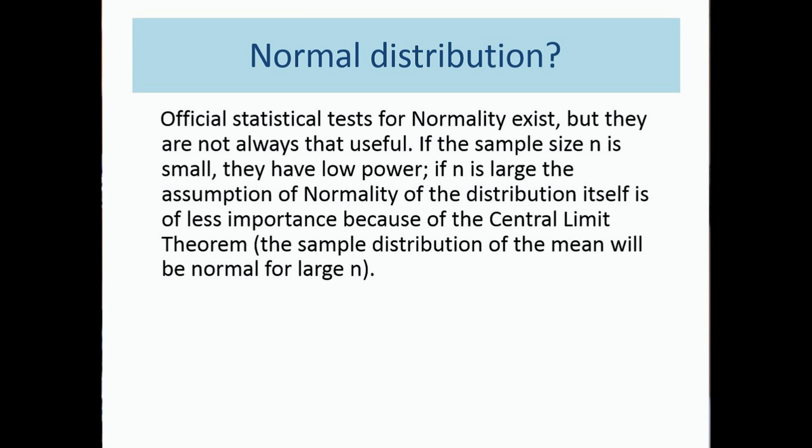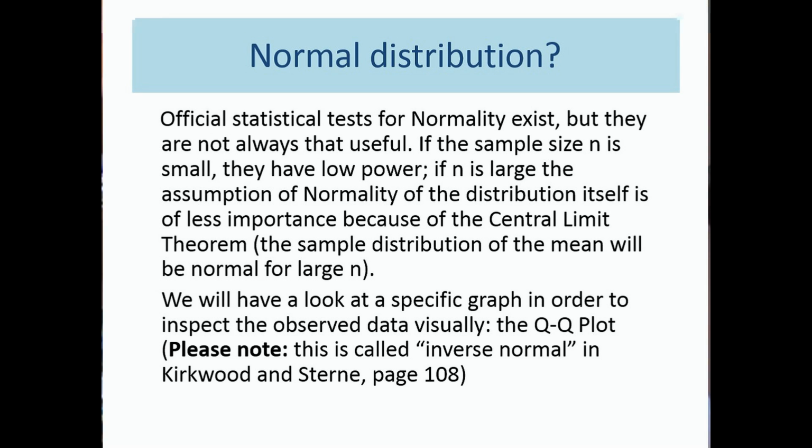Official statistical tests for normality exist, but they are not always that useful. If the sample size n is small, they have low power. If n is large, the assumption of normality of the distribution itself is of less importance because of the central limit theorem. The sample distribution of the mean will be normal for large n. We will have a look at a specific graph in order to inspect the observed data visually, the QQ plot. Please note this is called inverse normal in Kirkwood and Stern.